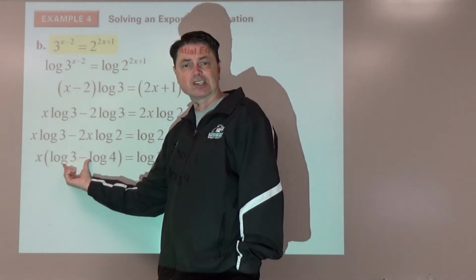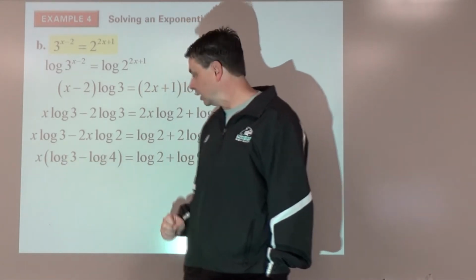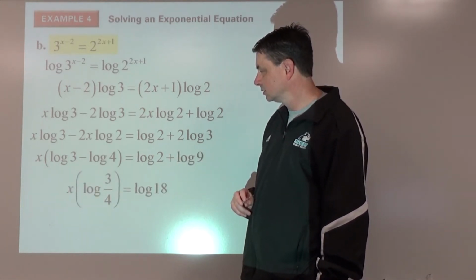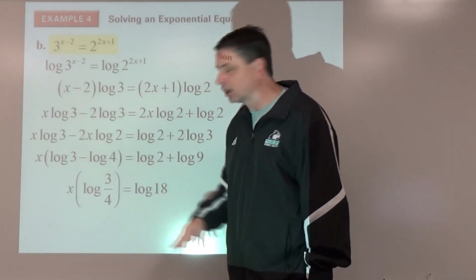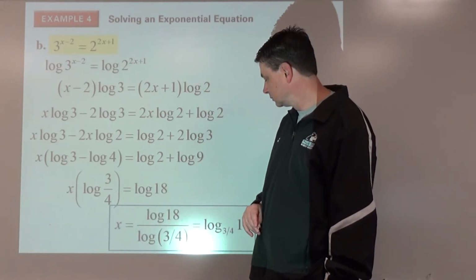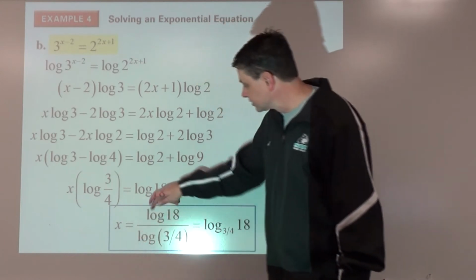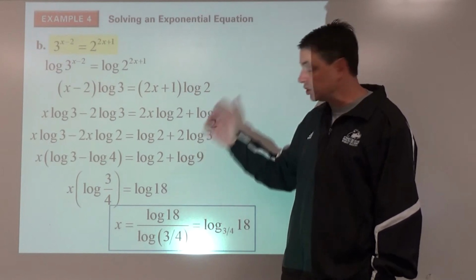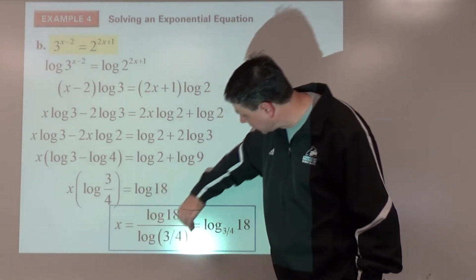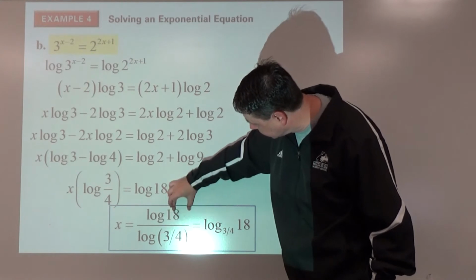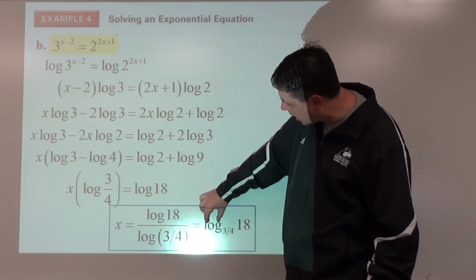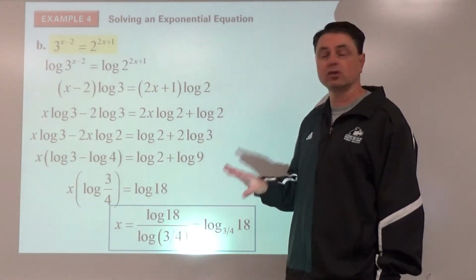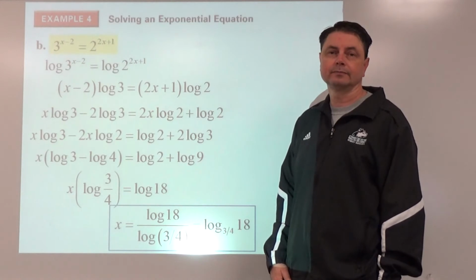Now we can condense these to one single log, quotient property. One single log, product property. Divide both sides by log of 3/4. So x equals log 18 divided by log of 3/4, or we could use the change of base when we have log divided by log. That's log of, there's the base, there's the argument. So I like it this way, log base 3/4 of 18. It did not mention approximating, so we're just going to leave it exact.